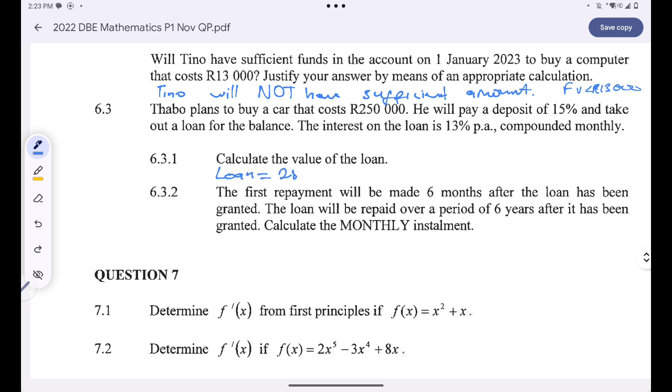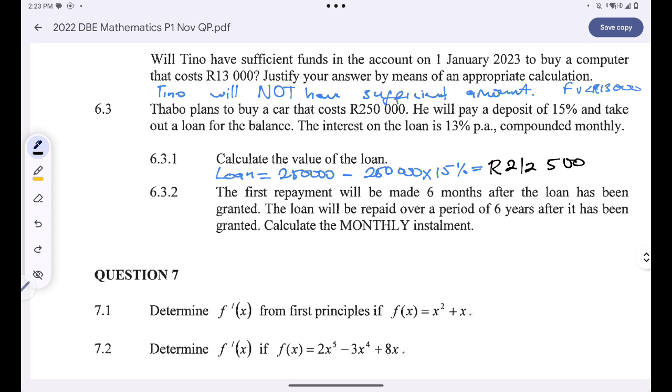is actually 250,000 minus 250,000 multiplied by the 15% Thabo has paid. So this is just 250 minus 250 times 15%. So the value of the loan that Thabo will require from the bank after paying the deposit is just 212,500 rands.